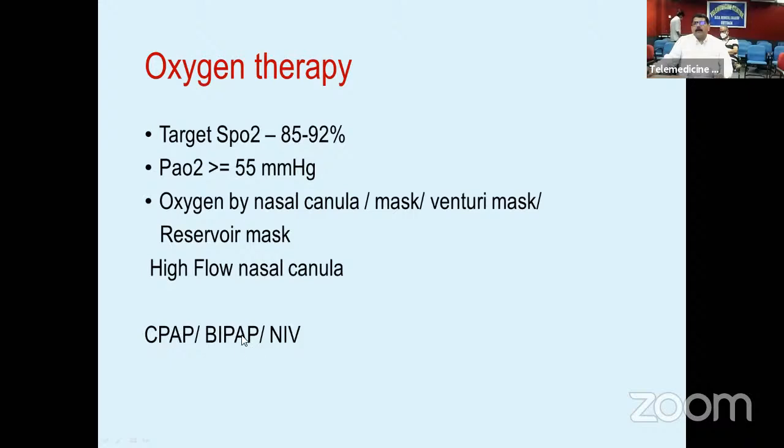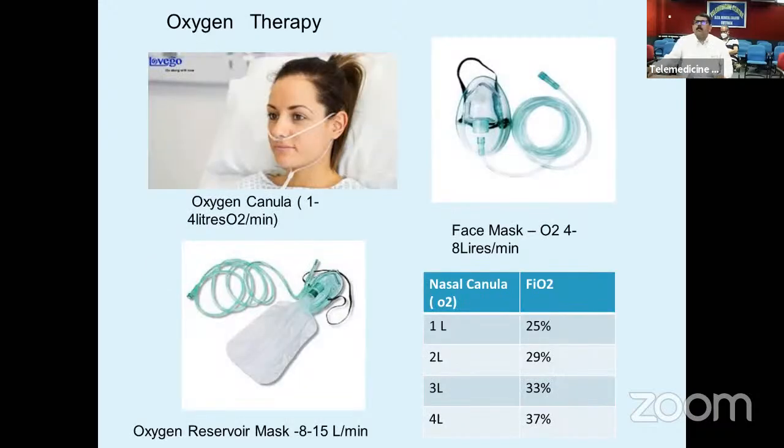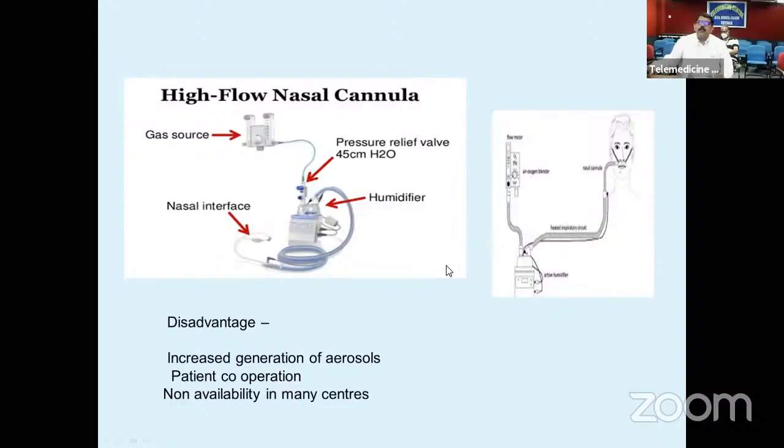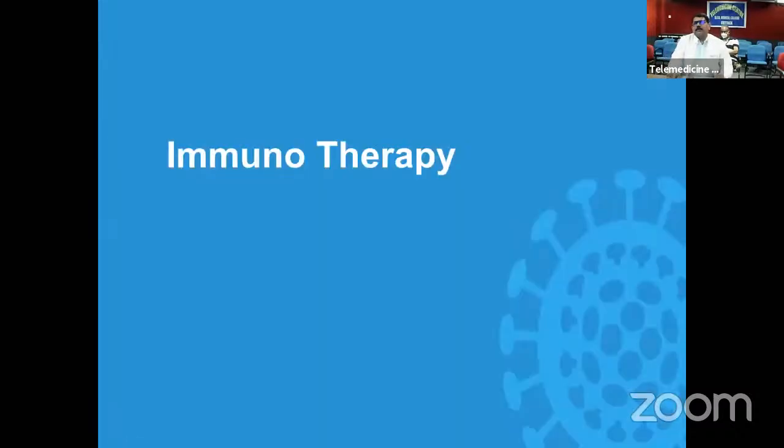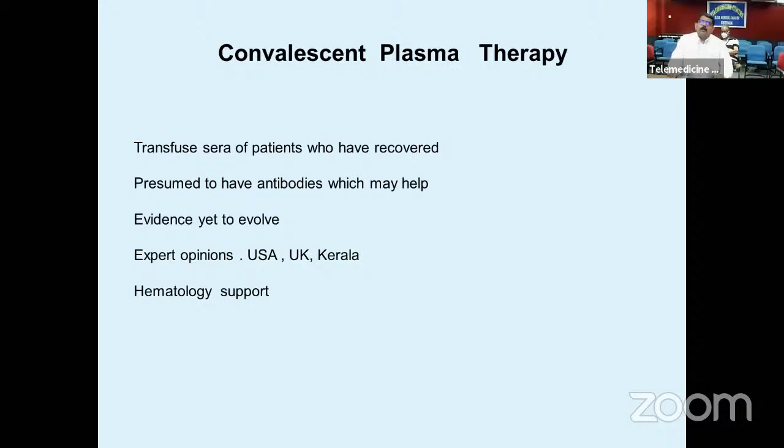Especially CPAP, BiPAP, the NIV procedures can also be done, but they are also aerosol generating procedures. You have to protect yourself and your staff at the ICU when somebody is getting NIV. Starting from 1 liter to 2, 3, up to 4 liters, we can give by nasal cannula. A face mask can give up to 8 liters, and the oxygen reservoir mask can give up to 15 liters. And the high flow nasal cannula can give still more. Those who don't maintain and we don't want an intubation, we go for high flow nasal cannula in these patients.